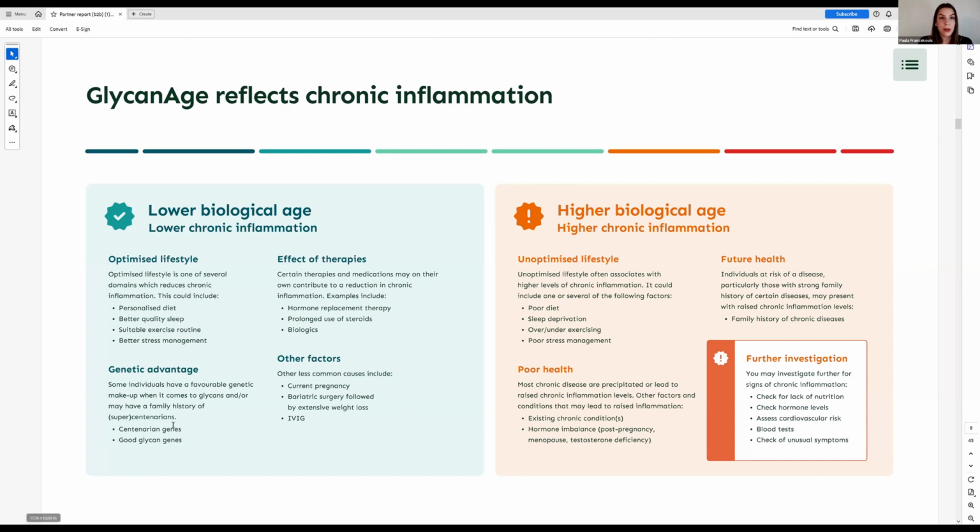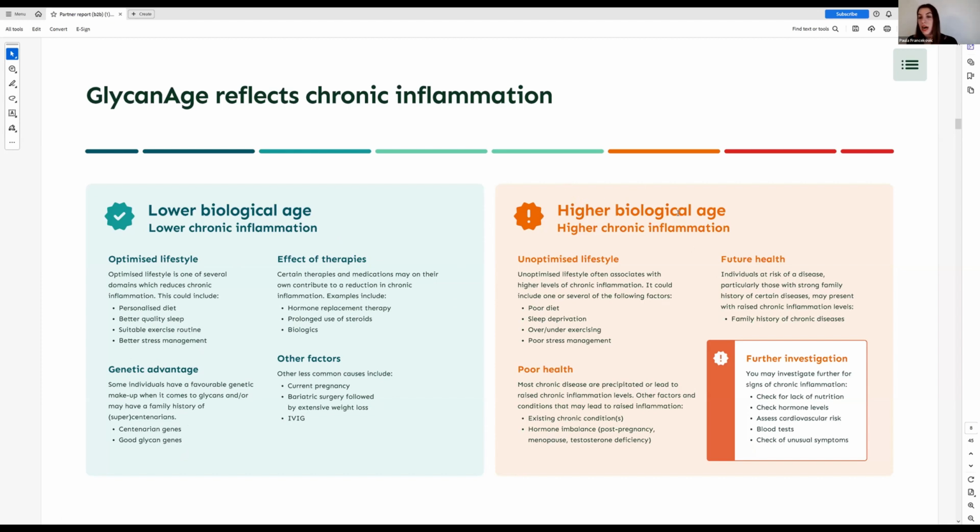We also know that there is a certain part of the population that has this genetic advantage. Some of them have centenarian genes, and some of them have good glycan creating genes. And we know that 40% of the glycome is hereditary. So some of us are just given this genetic edge to have an overall lower biological age. There are also other factors. I will talk about them a little bit later.